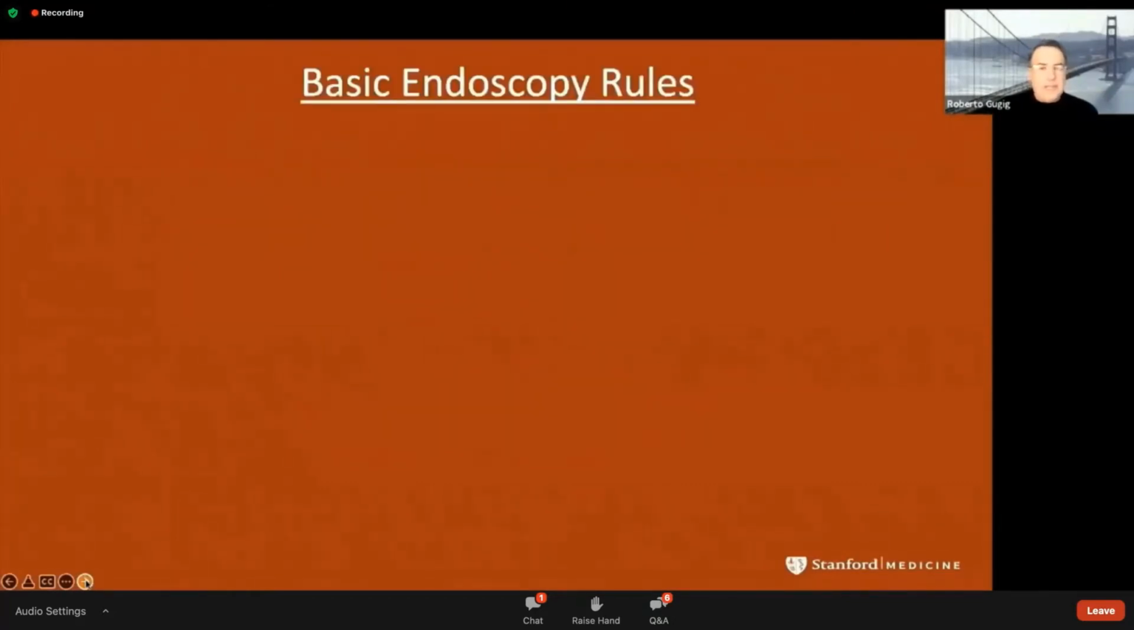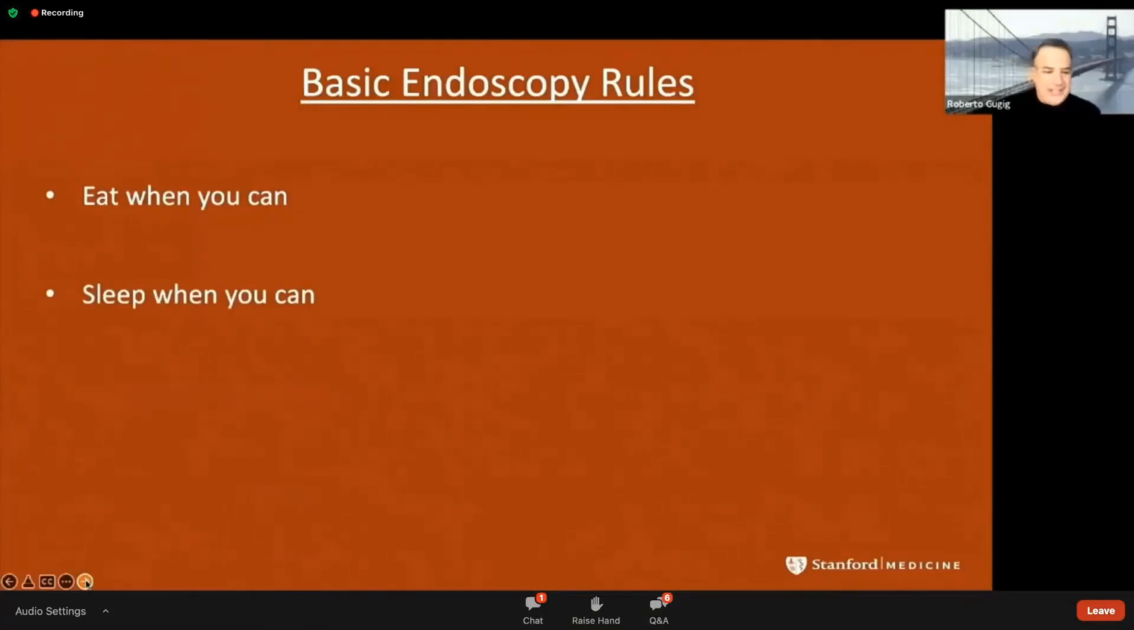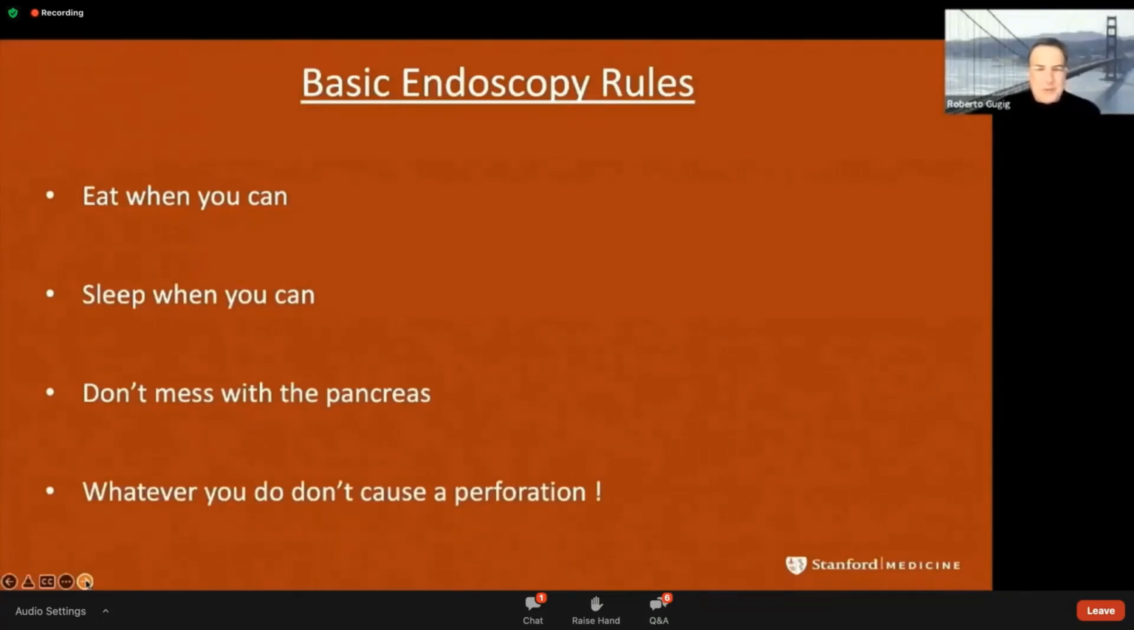First, I want to talk about some basic endoscopy rules that I learned when I was training, and it was: eat when you can, sleep when you can, which I think still stand. But I did learn: don't mess with the pancreas, and please don't cause a perforation. And as you'll see, we are messing with the pancreas, and not the subject of this talk, but we do make controlled perforations now in patients to treat pancreatic problems and complications.